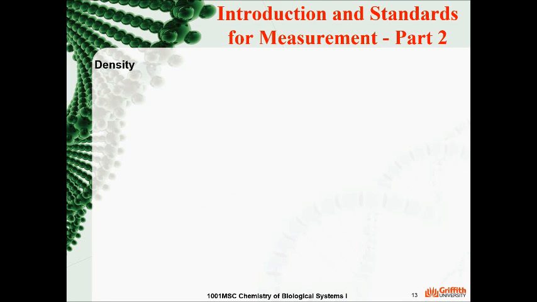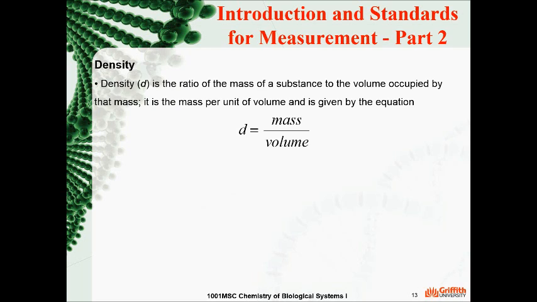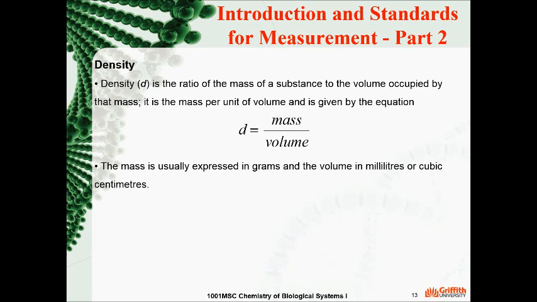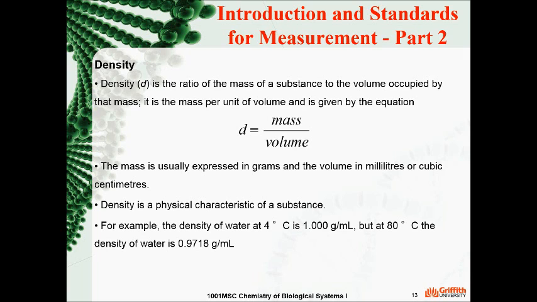Density is also used a lot in the lab. Density is not a unit, but a ratio of the mass to the volume. So using the SI unit, we know that mass is measured by kilograms and volume by meters cubed. In the lab, we usually use grams for the mass and milliliters for the volume. Density is a physical property of substances. For example, water at 4 degrees Celsius has a density of 1.000 grams per mil, or 1.000 kilograms per litre.